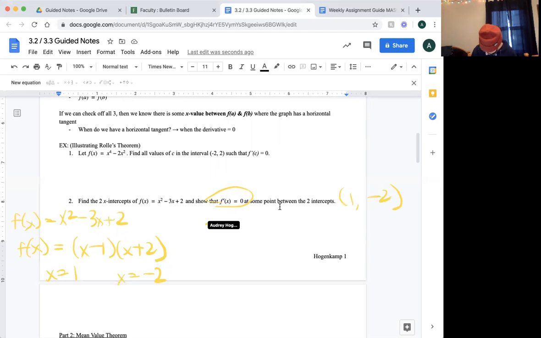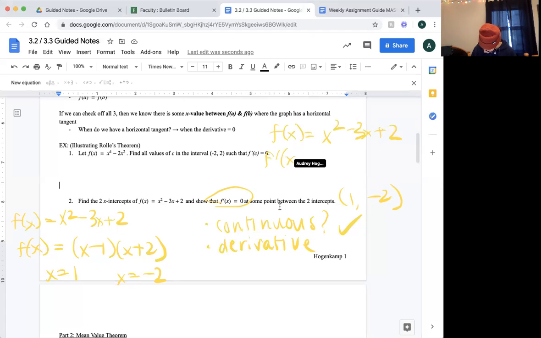So checkpoint 1, continuous. We have a quadratic function, so we know the answer is yes. This is a nice old parabola, which will be continuous. Checkpoint 2, derivative. If f of x equals x squared minus 3x plus 2, then f prime of x equals 2x minus 3.